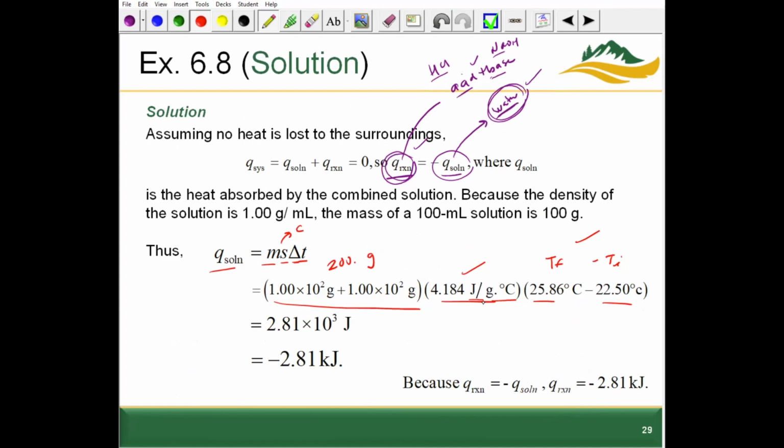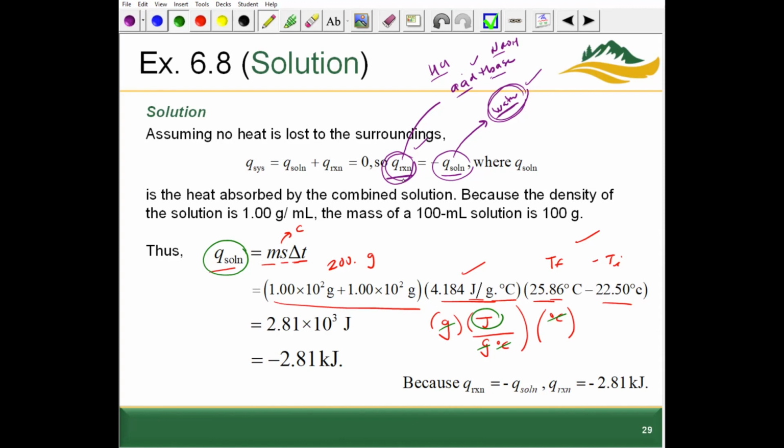So this many grams, let me show you how the units work out. So grams for the mass, specific heat capacity is joules per gram degrees C. The change in temperature is degrees C. Then grams and grams cancel out, degrees C cancel out. We leave just joules for the heat of the solution.